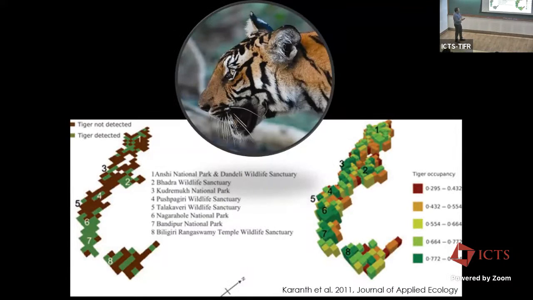Okay, so the tiger example I've already said. 210 cells, 188 square kilometers each cell, covering this whole area. There are multiple replicates in each cell. They were able to estimate the tiger occupancy across it. It ranges from 0.29 to 0.77 here, going from brown to green, so you can see how it varies in space.